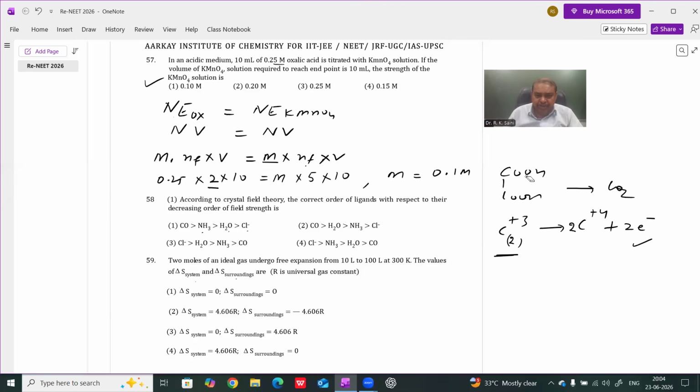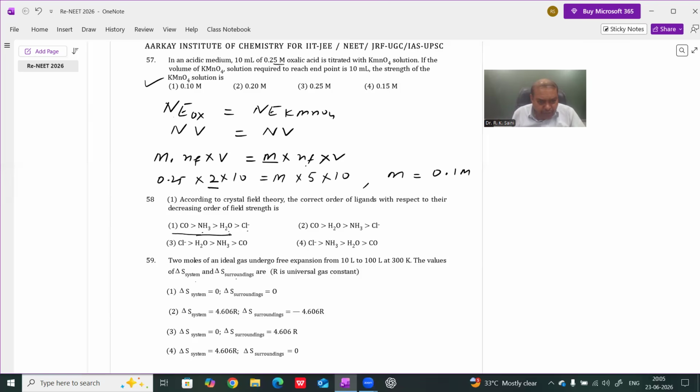Question number 58. Question 58 is very simple and straightforward, taken from the spectrochemical series in your NCERT book, Coordination Chemistry. CO is a strong ligand, then ammonia is strong, then water, and chloride is the weakest ligand in the given question. Simple question, given in your NCERT book. Question number 59.